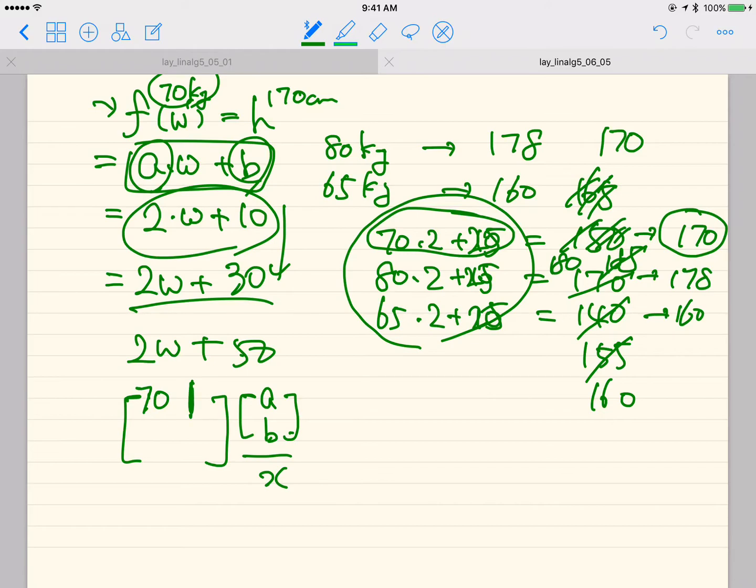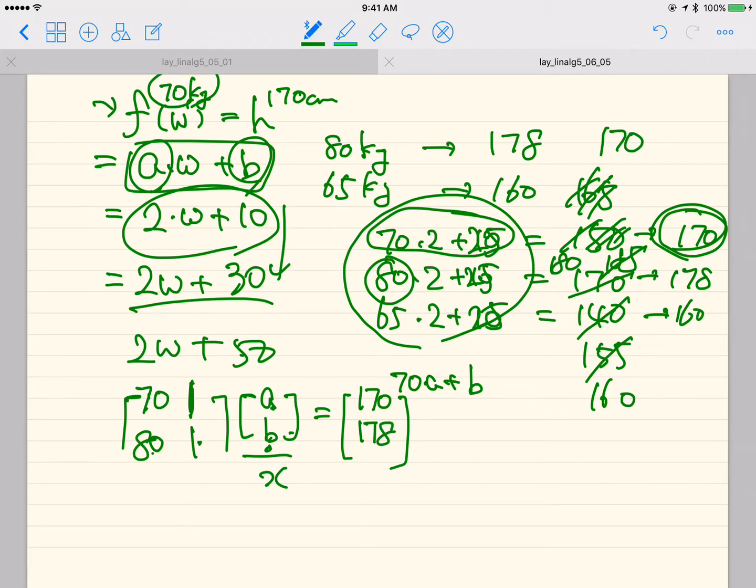In that case, 70 times A plus B, right? That should be the true answer, 170. And then the second row is 80 and 1. In that case, 80 times A plus 1 times B should give us 178. And 65 and 1 should give us 160.